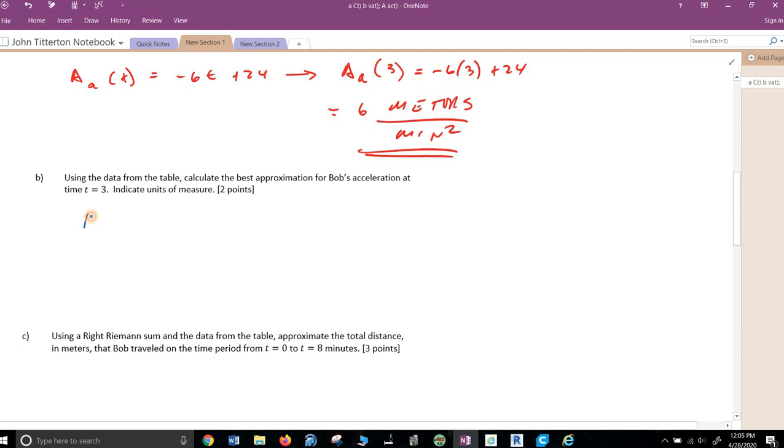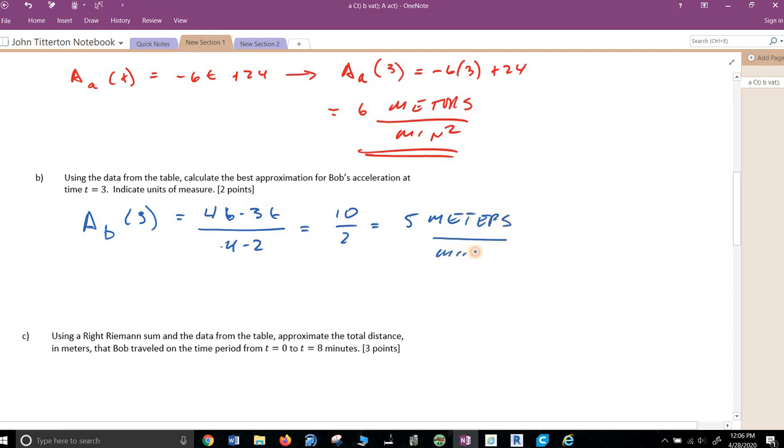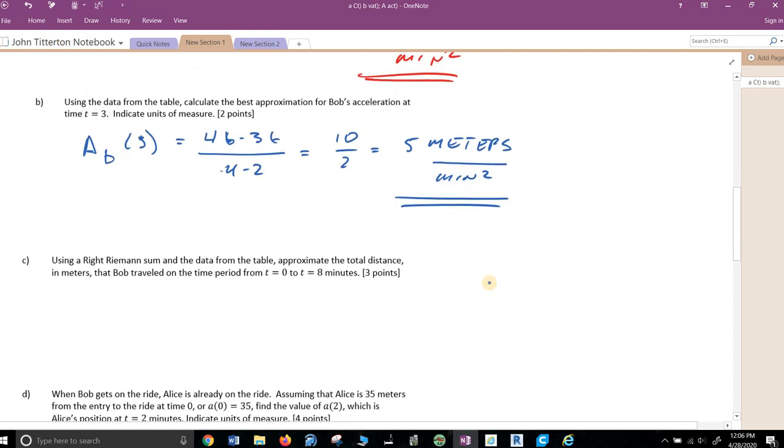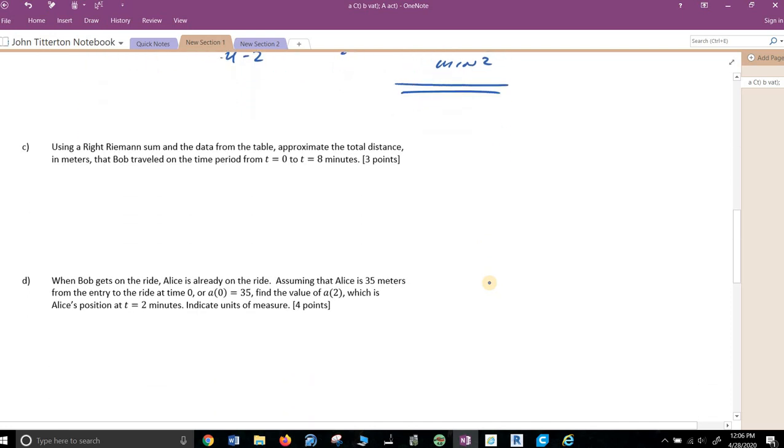So big A, little b, 3 is 46, and we always leave our units out here, minus 36 over 4 minus 2. Plug that out, we should get 10 over 2 equals 5. And again, it's acceleration, meters per minute squared. Notice I abbreviate minutes, but not meters, because I don't trust the fact that they're both labeled with an M. And I want to be as clear as possible.